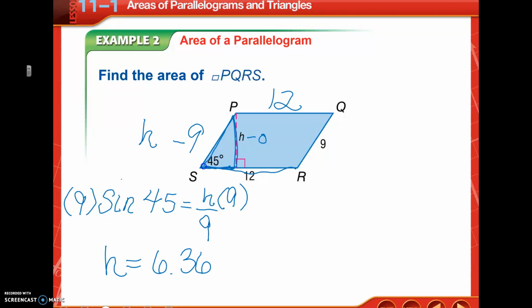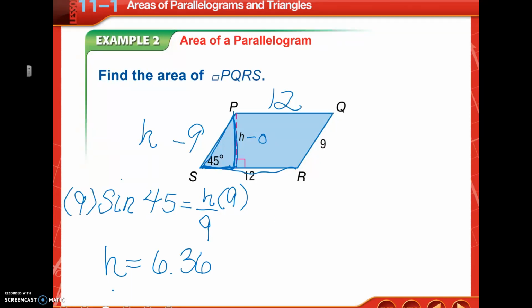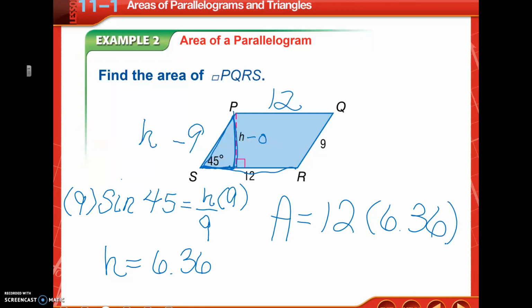So now my base is 12 and my height is 6.36. So my area would be equal to 12 times 6.36, which you should get 76.32. Well, in this case, we don't know the units, so we're going to say units squared.